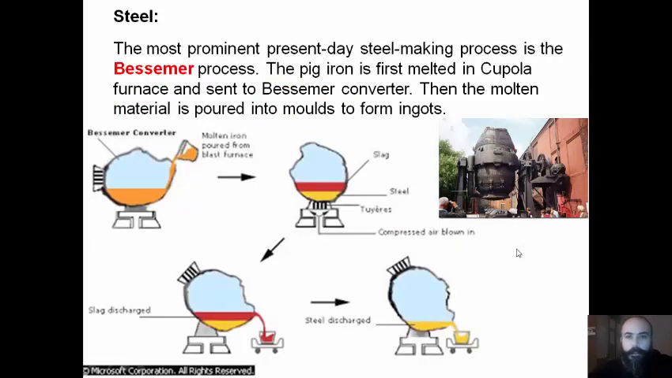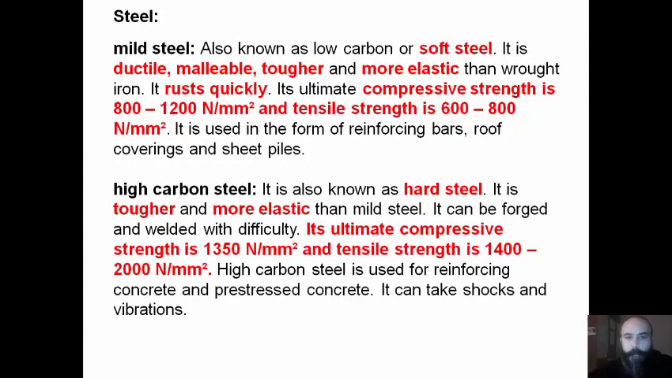The most prominent present-day steel-making process is the Bessemer process. The pig iron is first melted in a cupola furnace and sent to the Bessemer converter. Then the molten material is poured into molds to form ingots. Mild steel, also known as low carbon or soft steel, is ductile, malleable, tougher and more elastic than wrought iron. It rusts quickly. Its ultimate compressive strength is 800 to 1200 N/mm², and tensile strength is 600 to 800 N/mm². It is used in the form of reinforcing bars, roof coverings, and sheet piles.